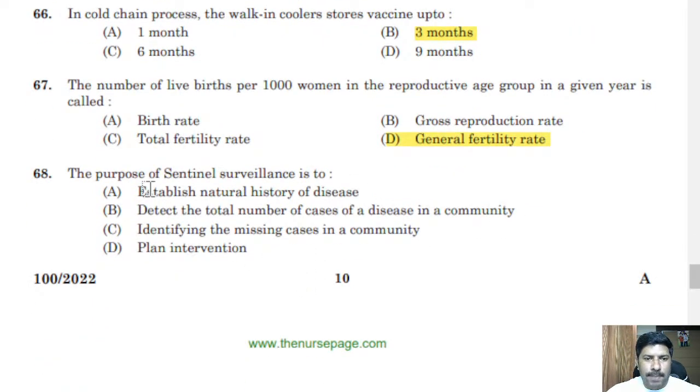68th question. The purpose of sentinel surveillance is to. Correct answer option C, that is identifying the missing cases in a community. So if any communicable disease is missing, that is the main role of sentinel surveillance.